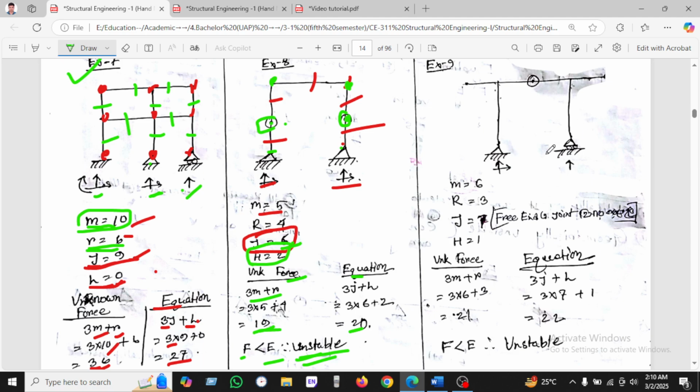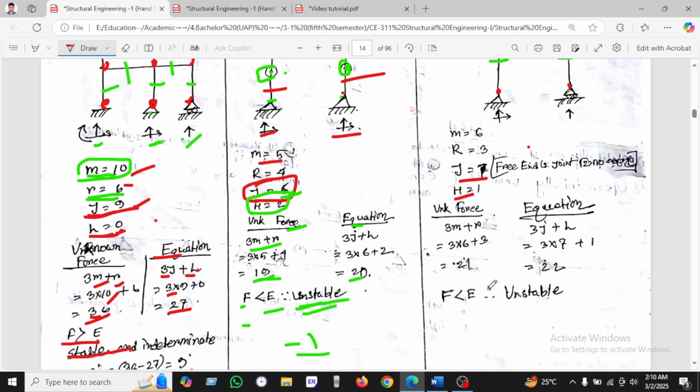We can see here how many members: 1, 2, 3, 4, 5, 6. There are 6 members, and reactions are given as 3. And how many joints? 1, 2, 3, 4, 5, 6, 7. There are 7 joints. And hinge, how many internal hinges?